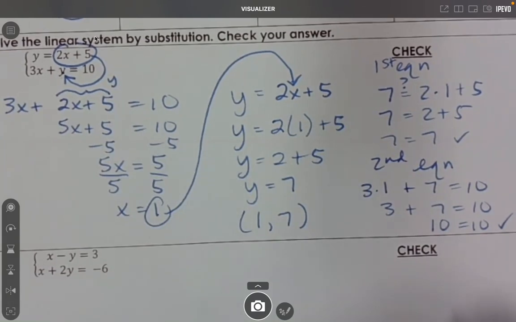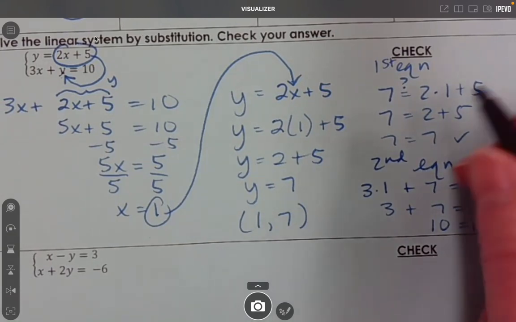I think it's important for us to talk about these answer checks, but I'm not going to have you do them on your own. It takes a lot of extra time, and sometimes this is where we make our mistakes.